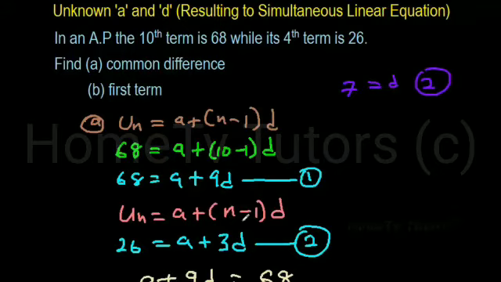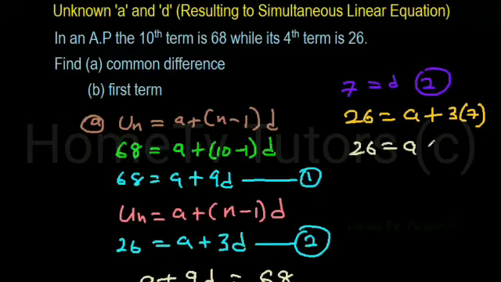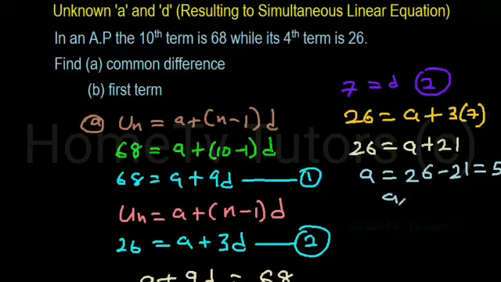This is equation 2, right? So now we have 26 equals a plus 3d, where d is now 7. So we have 26 equals a plus 3 times 7, which will give us 21. So we now have a equals, we subtract 21 from both sides of the equation, so we have 26 minus 21, and that will give us 5. So the first term is equal to 5.